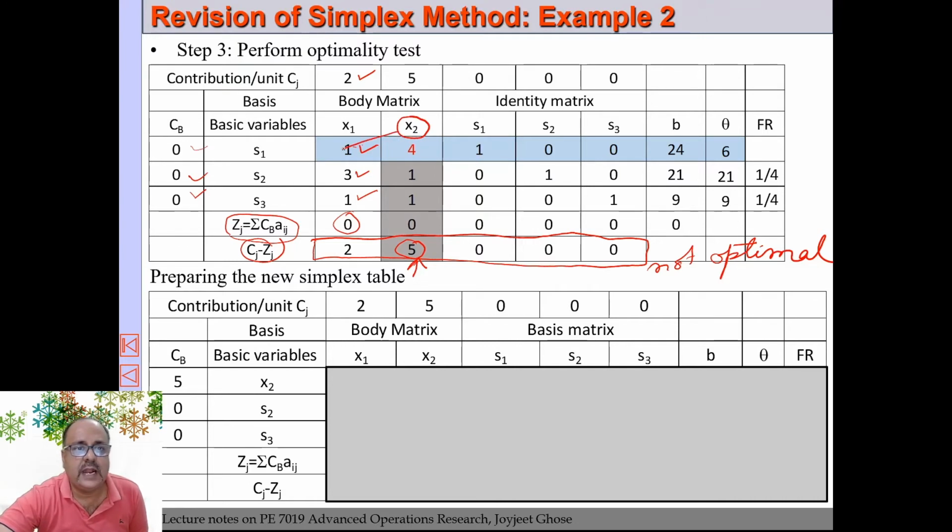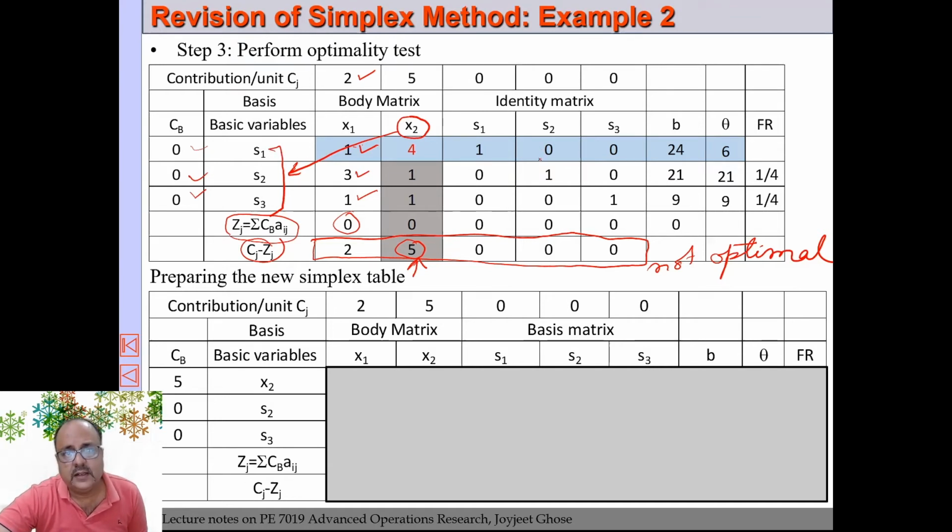So x2 will enter somewhere around here. It will replace s1, s2 or s3, either of these three. So x2 will become a basic variable. Currently it is a non-basic variable, and x2 will become a basic variable. Now the question is, which basic variable it will replace, or in other words, which one of s1, s2, s3 will become a non-basic variable.